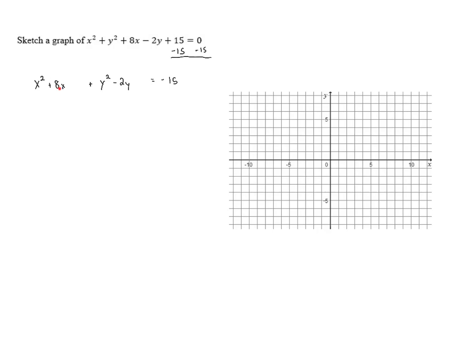If we look at the x's, the coefficient here is 8. Dividing that by 2 gives us 4, and squaring it gives us 16. So we need to add 16 to the left, but that also means we need to add 16 to the right-hand side. Now let's look at the y's. The coefficient on the y is negative 2. Dividing that by 2 gives us negative 1, and squaring that gives us positive 1. So we add 1 to complete that square, but then we'll also have to add 1 to the right-hand side.